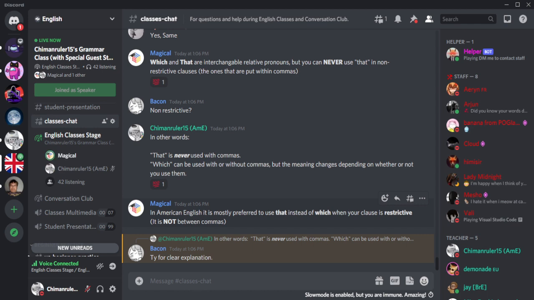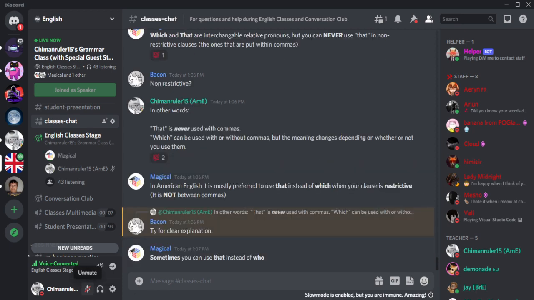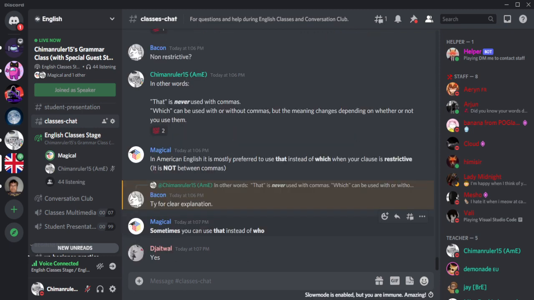But there's one more thing. For which, you can always use that instead of it, if it is a restrictive clause. But sometimes you can use that instead of who. What do I mean by sometimes? Sometimes if you change them, the thing that happens is that the reader becomes confused.